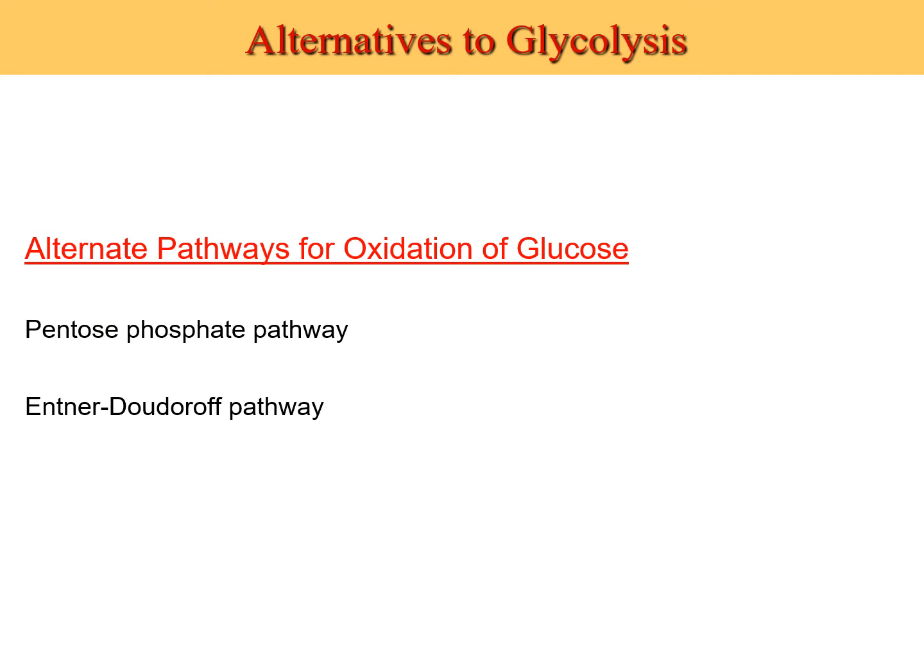There are, in some bacteria, other pathways for the oxidation of glucose. Glycolysis is not the only way that glucose can be broken down and used to generate energy, but we don't have to go into that at all. You don't even have to know these names. Don't worry about them. There are other ways. There are alternatives.